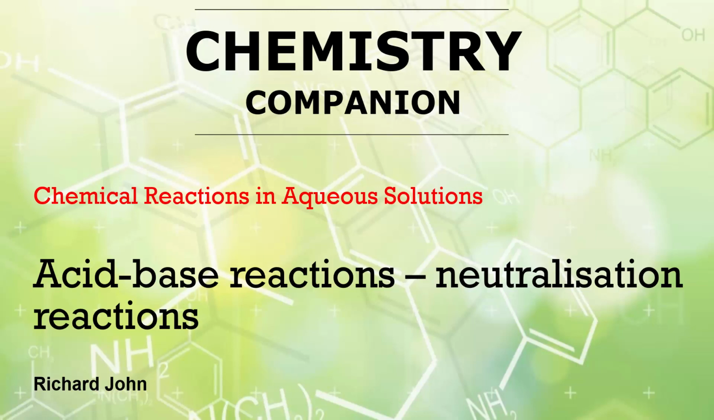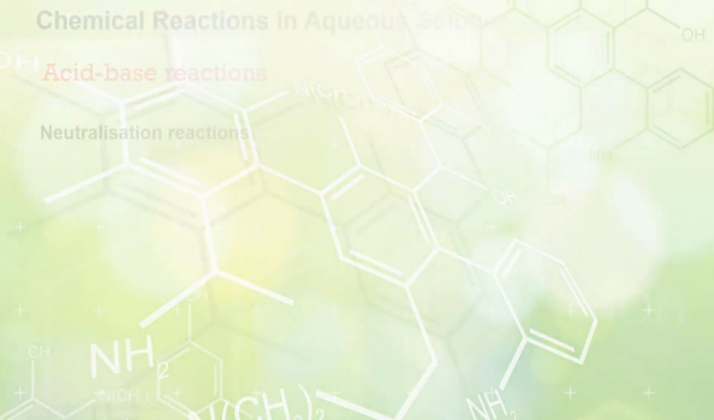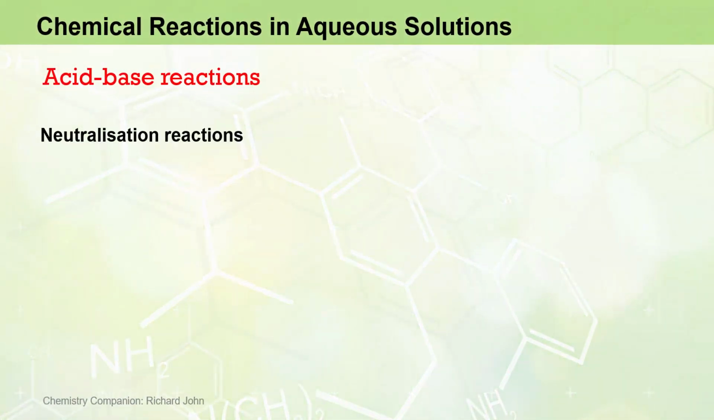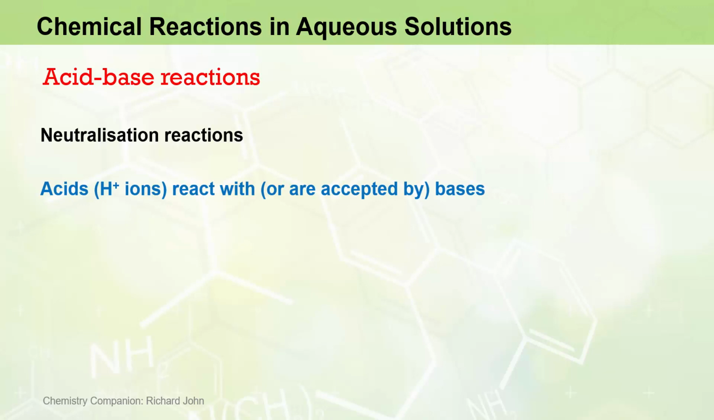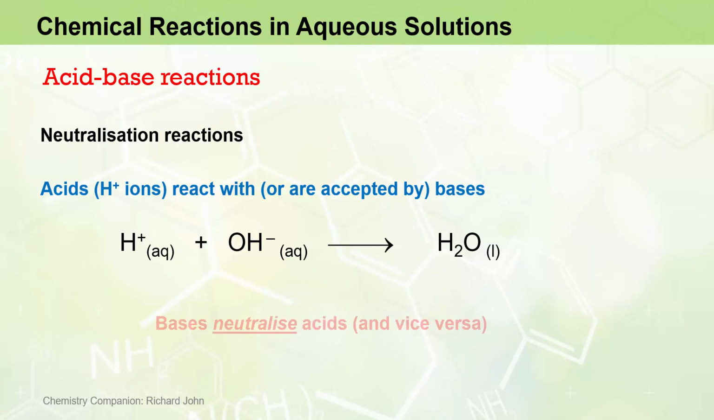In this video, we look at one of the most important classes of chemical reactions, acid-base reactions, otherwise known as acid-base neutralisation reactions. When an acid solution is mixed with a base, a neutralisation reaction occurs. Acids, characterised by the presence of H+ ions in solution, react with or are accepted by bases, according to this generalised equation here. The H+ ions from the acid react with the OH- ions produced by bases to form neutral water. Bases are said to neutralise acids and vice versa.